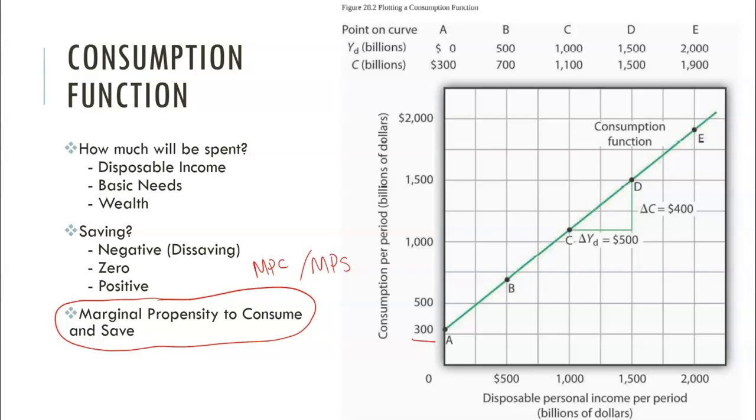So in this case, when we go from point A to point B, we are having $500 of extra income. We went from 0 to 500. And our spending or consumption went from 300 to 700. So our extra spending is $400.